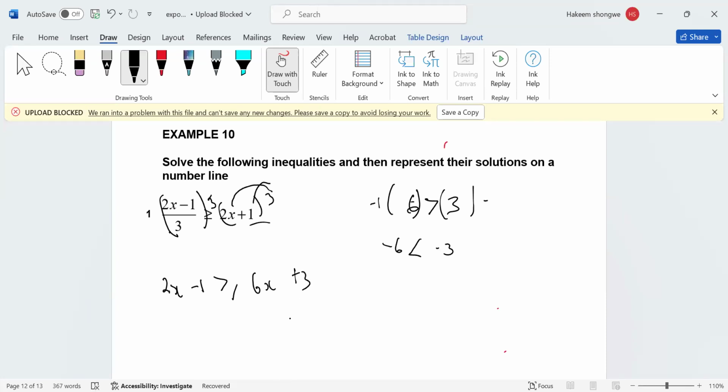Okay, from here, what did you do? Group the like terms. Take this one to this other side. When I take this to the other side, the sign doesn't change. You see this sign? This one and this one, they still look alike. So what am I going to have? I am going to have 2x minus 6x is going to be greater or equal to 3 plus 1. The sign didn't change.